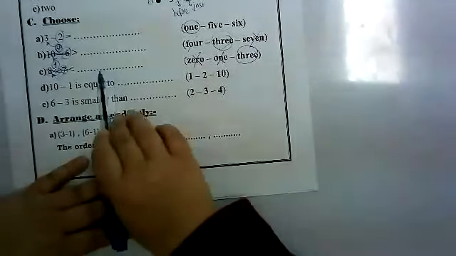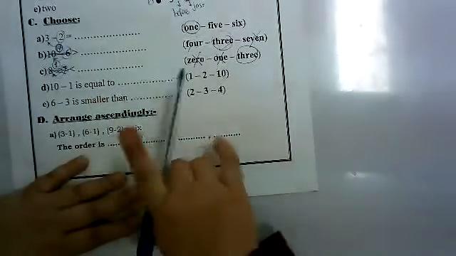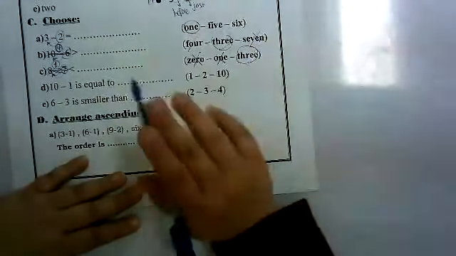You see, I'm not writing on the dots. The dots are empty. Don't write on the dots. Just draw a circle around the answer.